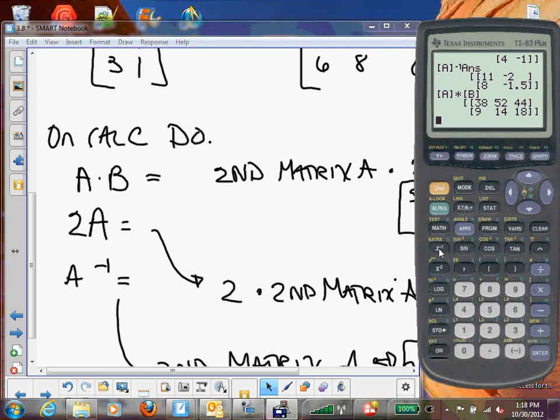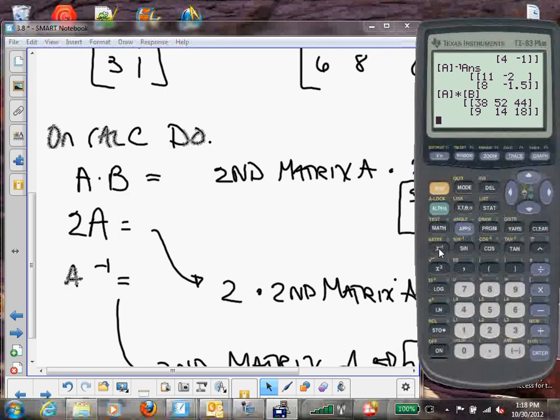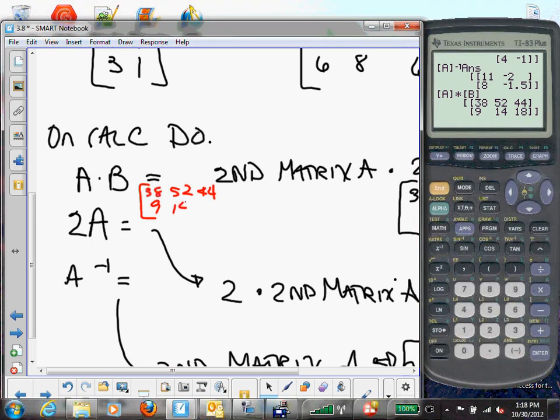Now remember, A was a 2 by 2, B was a 2 by 3. Therefore, our answer should be a 2 by 3. If we've done it right, which we have, did we get a 2 by 3? Okay, so all you're going to be doing today is working this out. As your answer, what you would want to write is this matrix. And this matrix is, I'm going to run out of room, 38, 52, 44, 9, 14, and 18. Close your matrix and you're done.